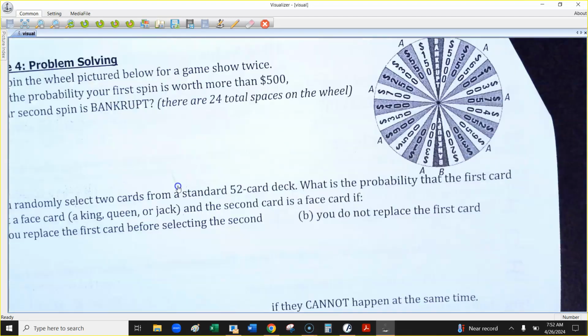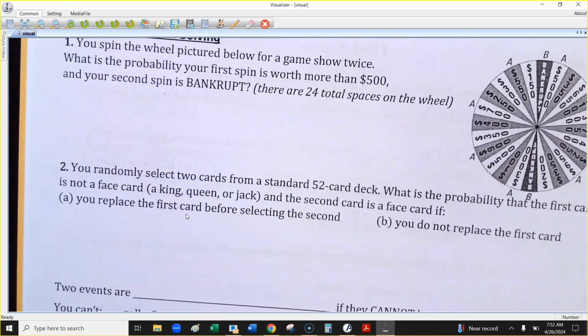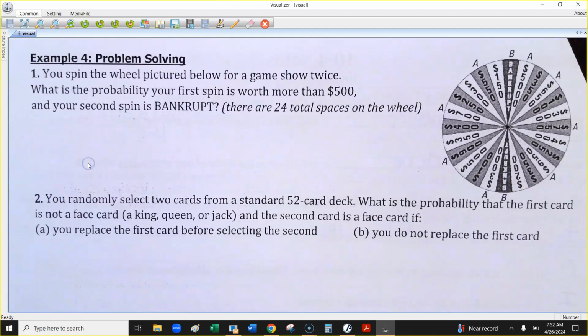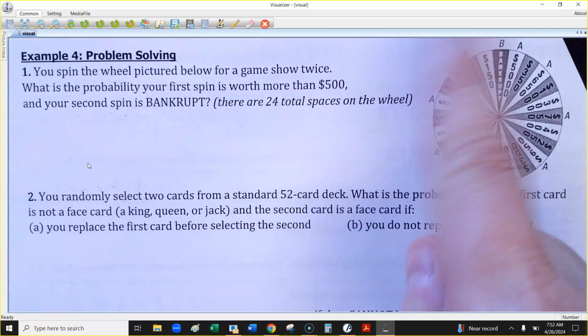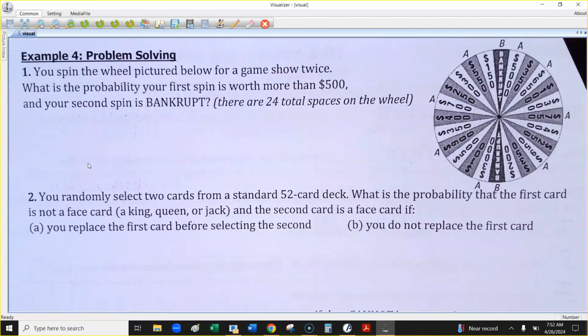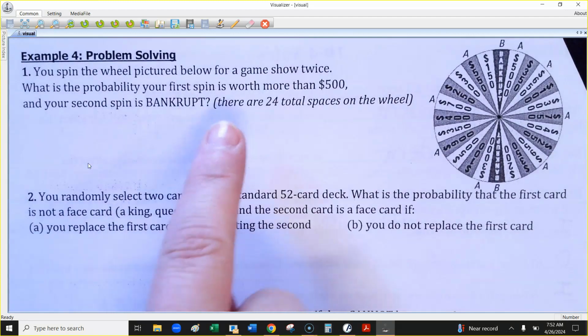Now, on these, it's not going to tell you straight up if it's independent or dependent, so we're going to have to figure that out from reading the problem. And my first beautiful problem here is like a little wheel of fortune spinner. All right, so it says you're going to spin the wheel twice. This is not the exact wheel of fortune wheel, but similar to that. Okay, probability your first spin is worth more than $500.